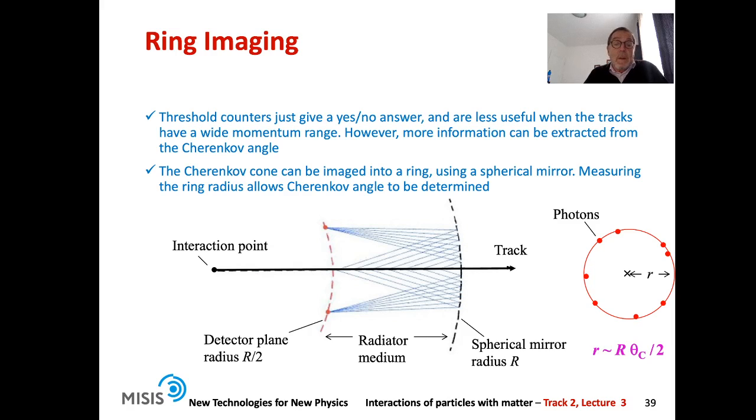you see the detector plane shown in red, and the radiator medium with the spherical mirror at the end of the radiator. Then the Cherenkov light can be reflected to the detector plane and form sort of a circle, and by measuring the radius of this circle, you could measure the Cherenkov angle, theta c.